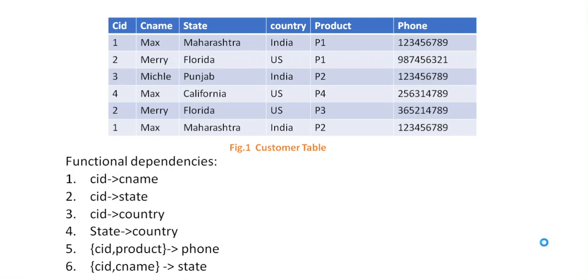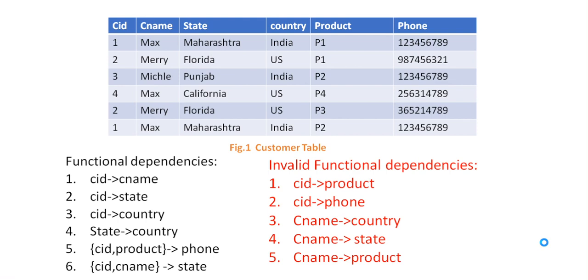Okay, so this is how functional dependencies can be set for any table. Now what are invalid functional dependencies? Invalid functional dependencies are, for example, customer ID determines product. It is invalid because for customer ID 1, the first product is P1, and the value is repeated, customer ID 1, but now the product is P2. So from customer ID you cannot identify product. There is no similar value.